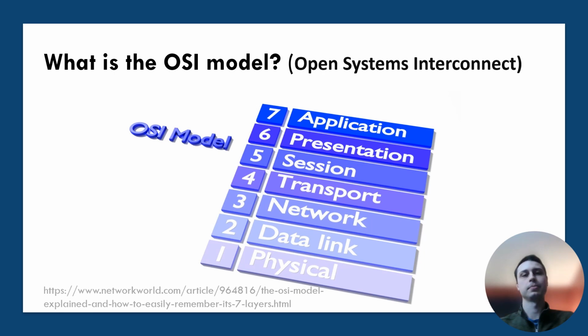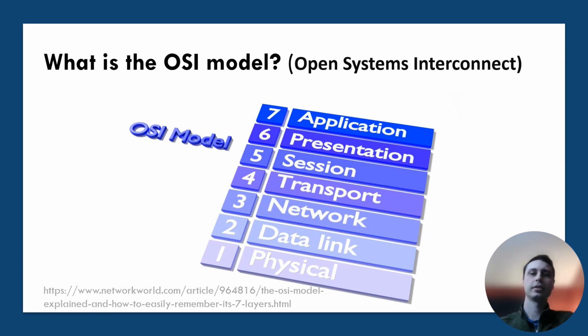The session layer. When two computers or other network devices need to speak to one another, a session needs to be created. Then the presentation layer. This is how information is presented. It could be encrypted or decrypted. It is basically how data is converted from one type to another.